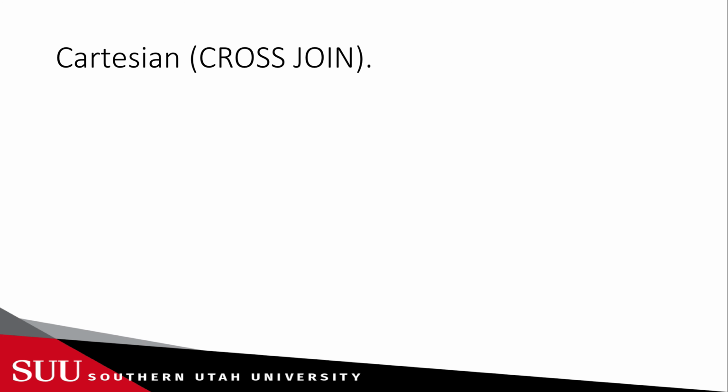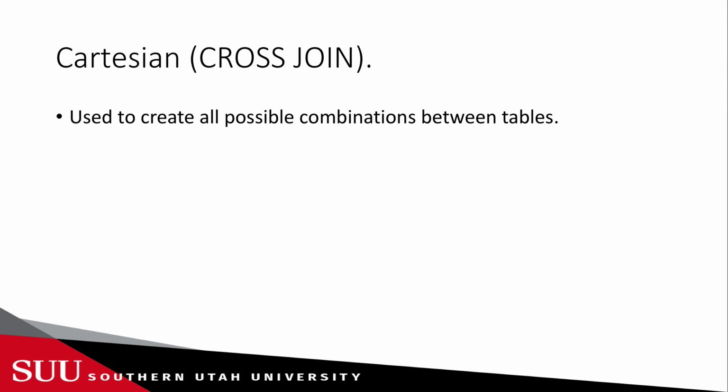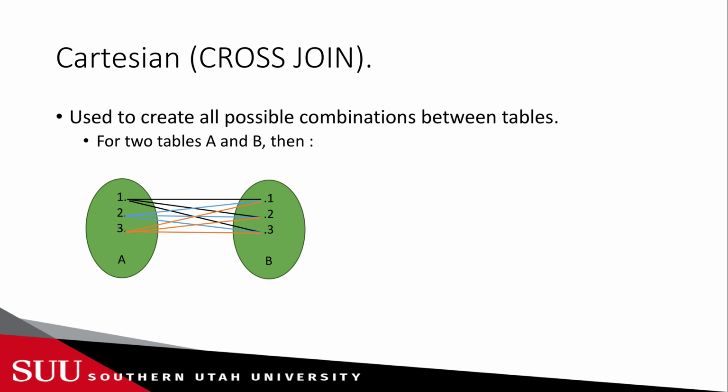So let's start talking about Cartesian join, which is cross join. So this is basically used to create all possible combinations between tables. Let's look at an example. So if I have tables A and B, then I will look for all possible combinations between all items in table A and all items in table B.